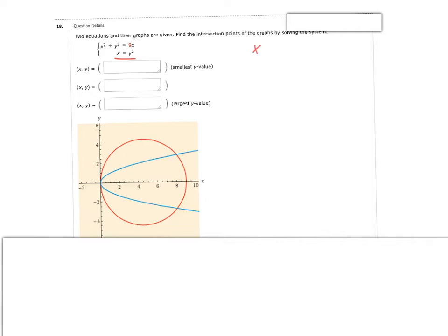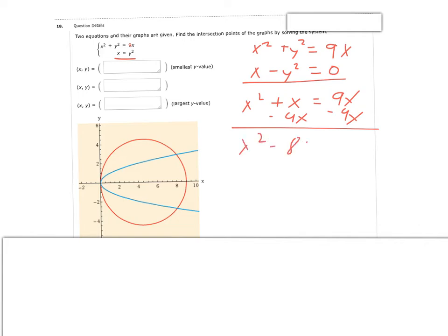So I'm going to rewrite this to use elimination instead. I think that'll be easier. So I'm going to say this one will turn into x minus y squared equals 0. I'll just subtract that y squared over the other side. So now I have x squared, and then these cancel, but plus x equals 9. Oh, excuse me, that equals 9x. So now I'll subtract that 9x over. So x squared minus 8x equals 0. So x times x minus 8 equals 0. So x could equal 0 or x could equal 8.